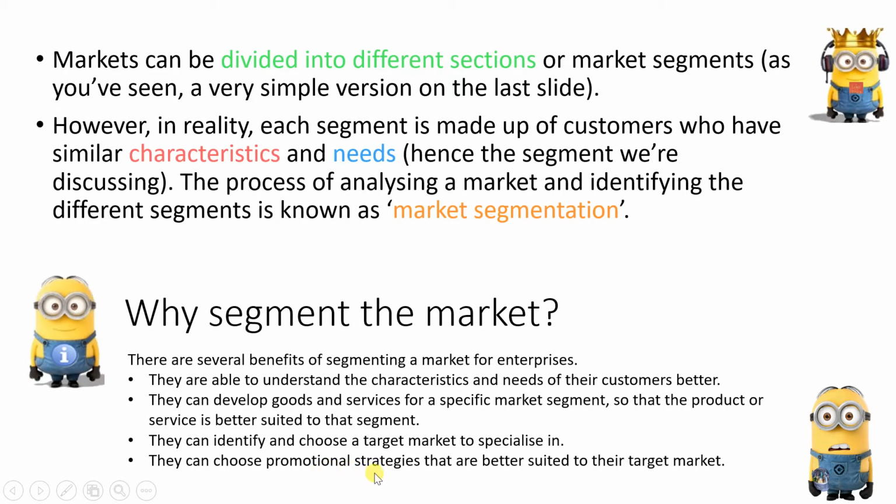So if you're feeling a bit like Stuart, a bit stuck on that one, let's think of some examples. So number 1, understand the characteristics and needs of the customers better. Think of Coke. Think of all the different variations of Coke there are. Number 2, developing goods and services for a specific market segment. Well, think about all the range of trainers that Nike produce, with all the different designs they put into it. Number 3, a specialist target market. Well, Aston Martin cars, obviously. And number 4, promotional strategies better suited to their target market. New Look, advertising on Instagram would be a really good example of that one.